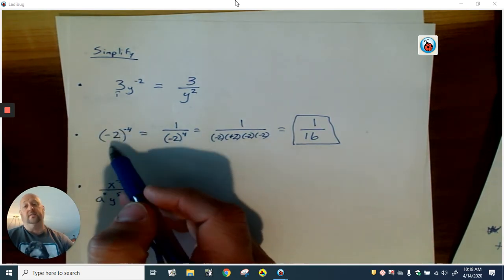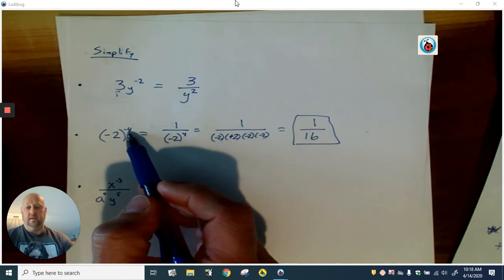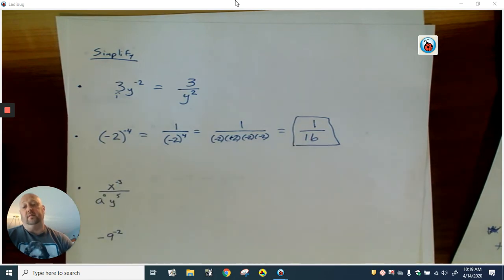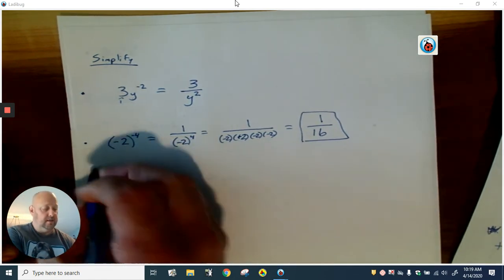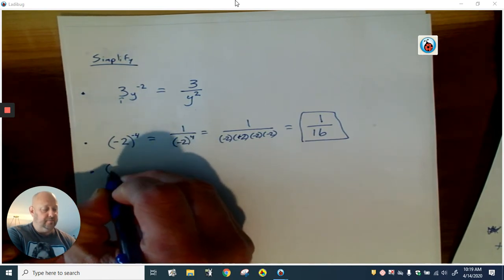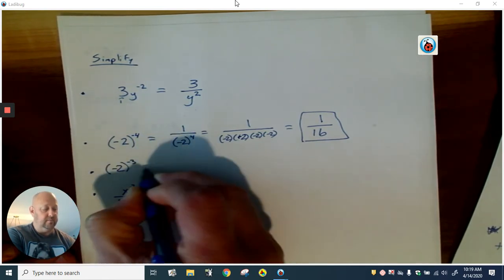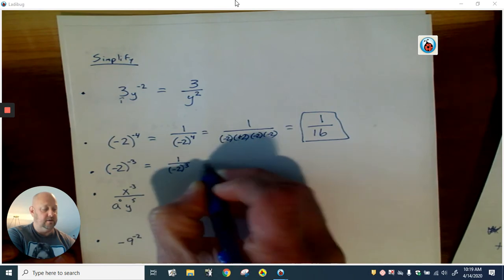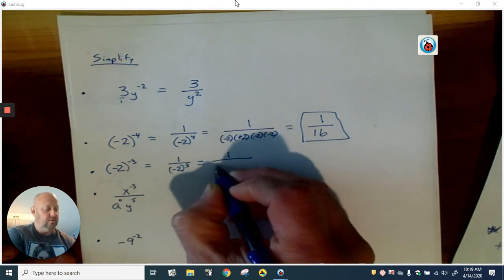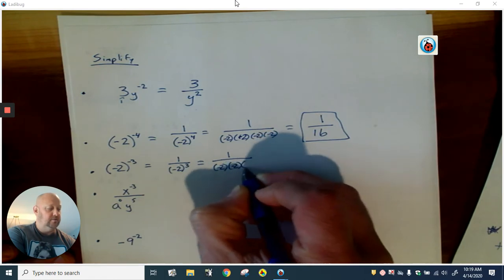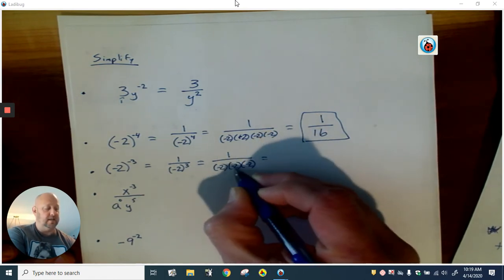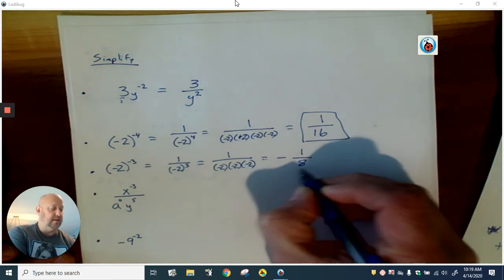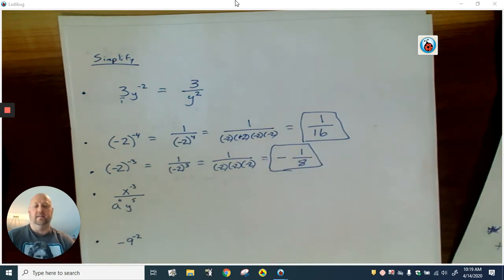They do not. If this was a 3, an odd number, we would have an odd number of negatives, and the final answer would have been negative. To make another example, if I had negative 2 to the negative third power, that would be the same thing as 1 over negative 2 to the positive third, which is the same thing as 1 over negative 2 times negative 2 times negative 2. Because I have 3 negatives, the final answer is negative. 2 times 2 times 2 is 8, so it would be negative 1/8.